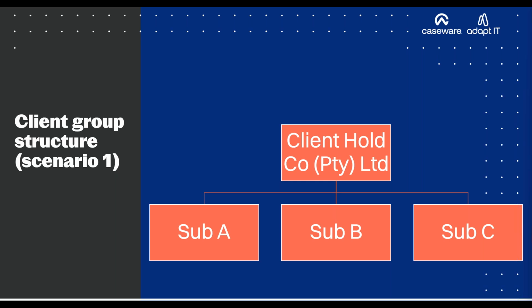All right, so the first example is where I have a client structure, scenario 1. Scenario 1 has client holdco, which is a company, Pty Limited, as my parent company, holding company. And then I have 3 entities that are held as subsidiaries by client holdco. Sub A is a company, sub B is a company, sub C is a company. So we've got 4 entities involved here, 1 group. That's scenario 1. Keep that in mind, and then we have a look at scenario 2.